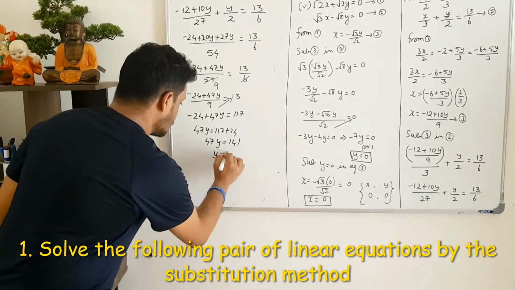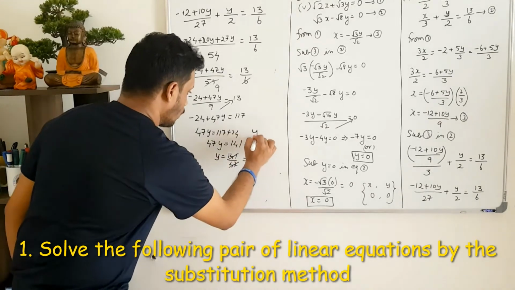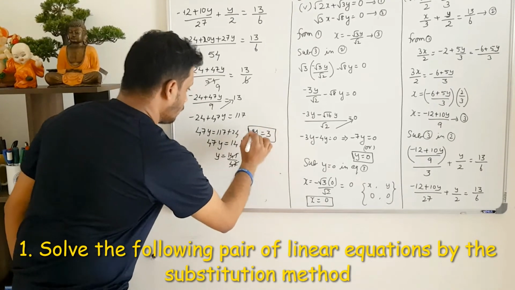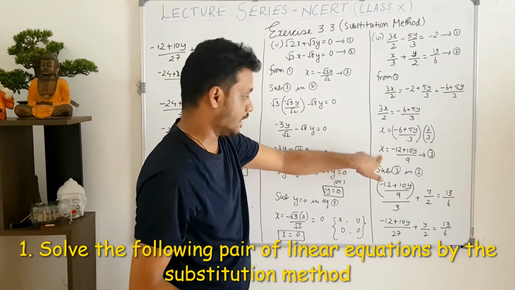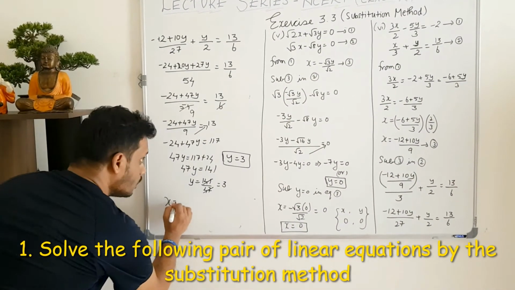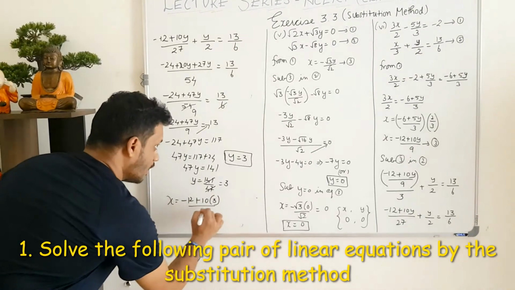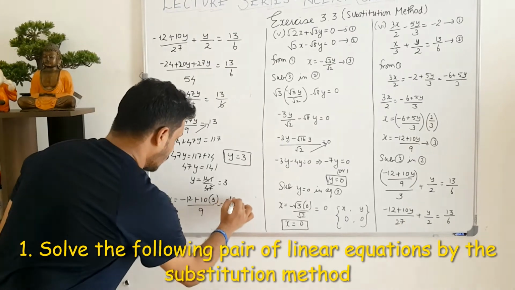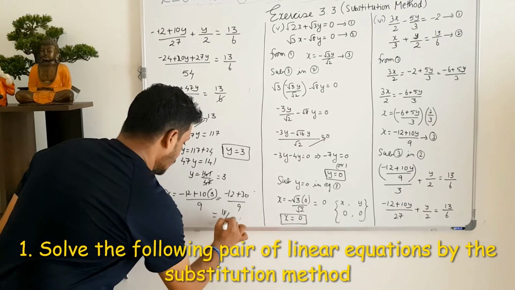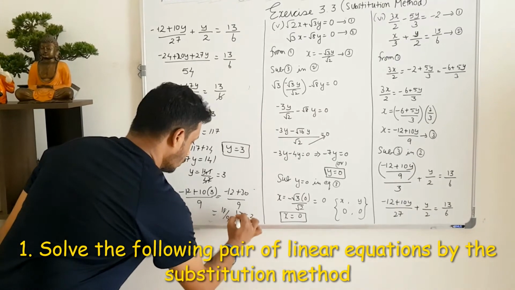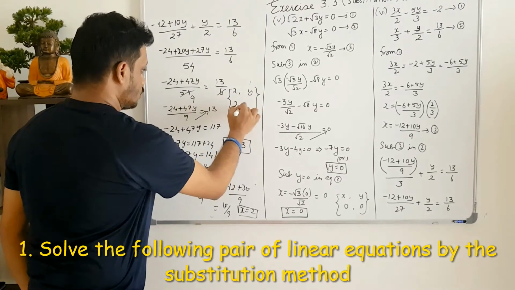So you'll be getting y is equal to 141 by 47. This cancels 3 times. So your y is 3. So after obtaining y as 3, you substitute y equal to 3 in the third equation, so you will get the x directly. So your x would be minus 12 plus 10 times 3 divided by 9. So you will be obtaining minus 12 plus 30 by 9, which is 18 by 9. So your x is 2. So the solution that we have for this equation is x value is 2, y value is 3.